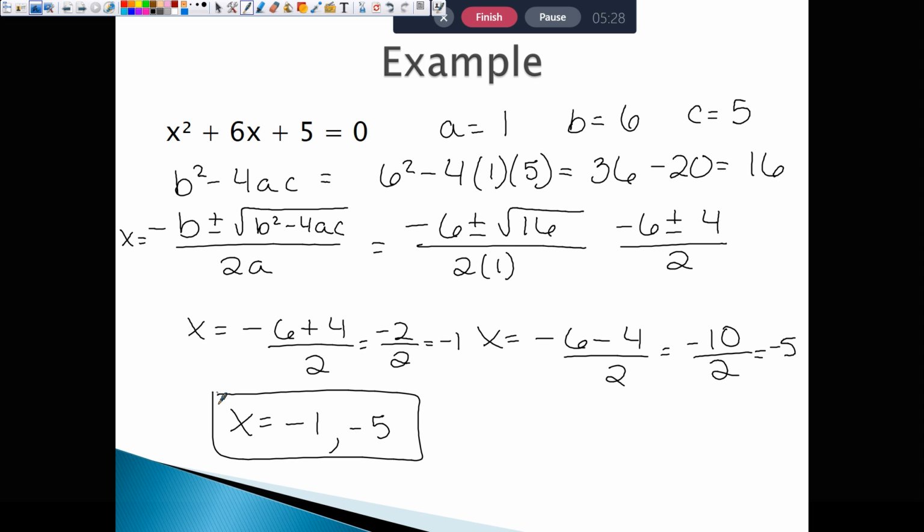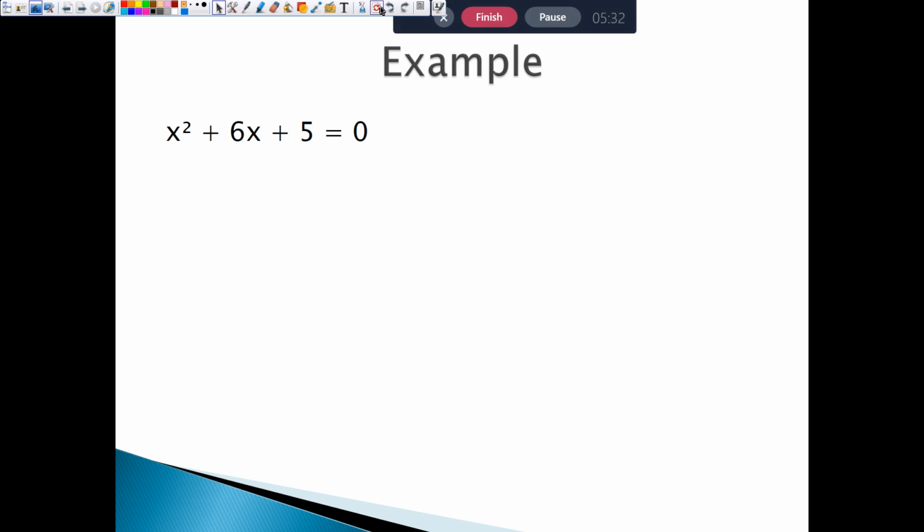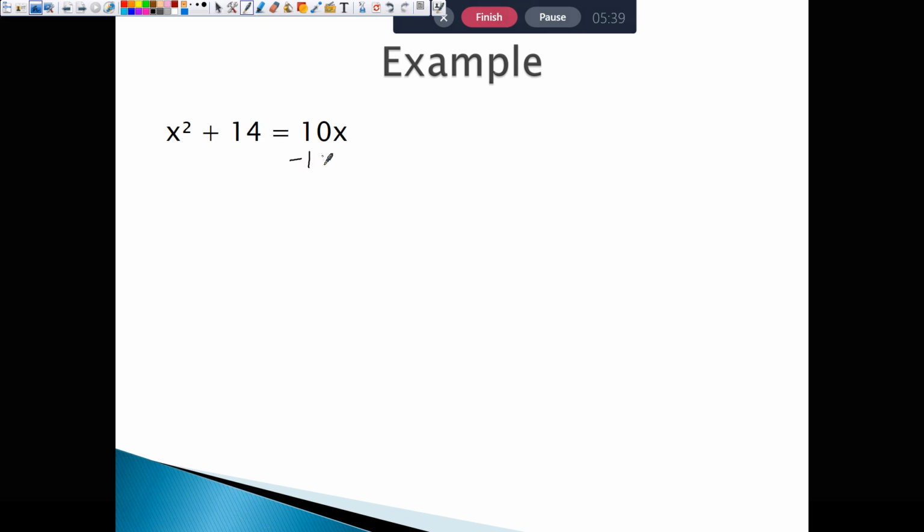All right, let's try another one. Okay, so this one isn't in standard form, so I need to make it into standard form. So I'm going to subtract 10x from both sides. Then I'm going to get x squared minus 10x plus 14 equals 0. Okay?